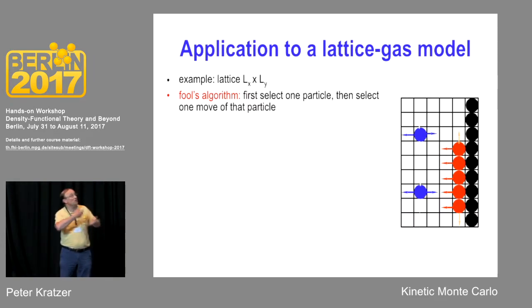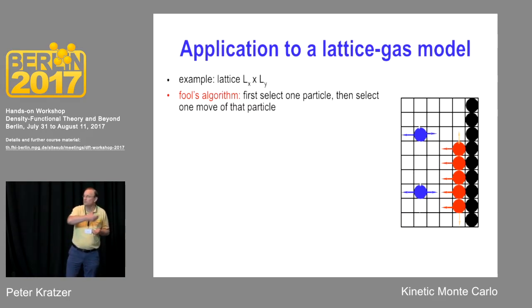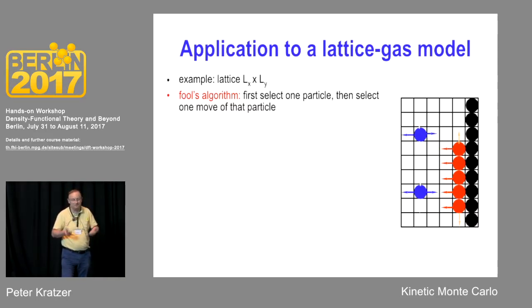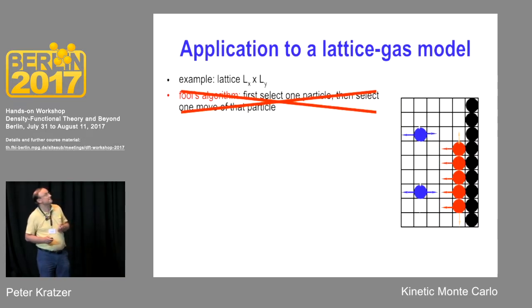And say now you want to simulate what these atoms are doing. Well, you could say, I first pick an atom, and then I decide for a move, left or right or whatever. But that's not good. That is actually Fool's algorithm. That doesn't work because you should pick each move with the appropriate probability that is relative to the others, giving the right probability. And that's not satisfied here.